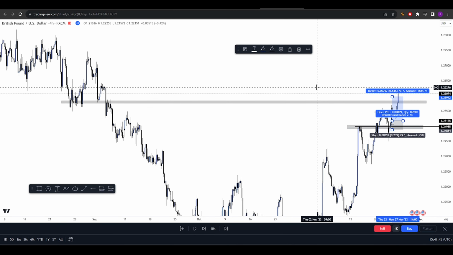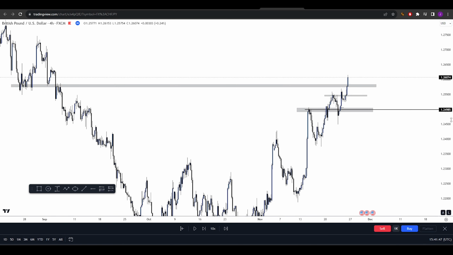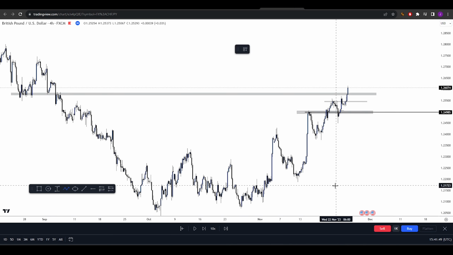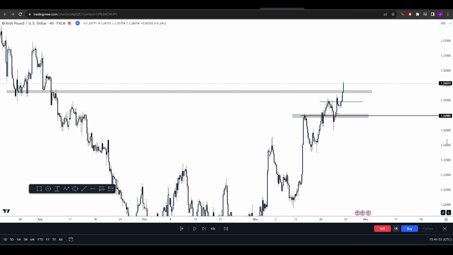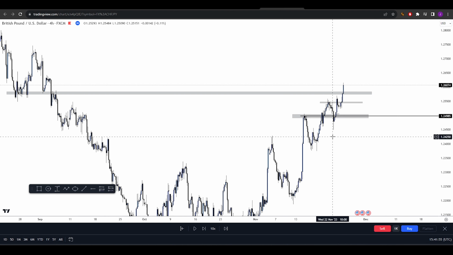And now next week, I'm looking to, what do you think? The trend is your friend. Still making higher highs, higher lows. So I'm looking to get in long for next week. But that was it. Quick breakdown of GBP USD and how we got in.